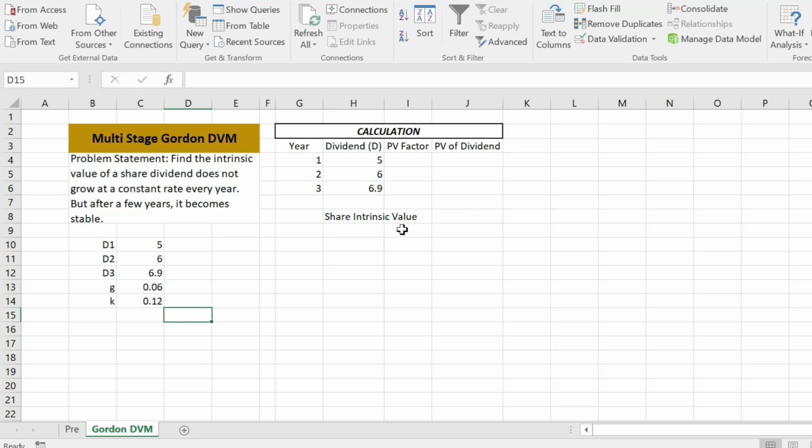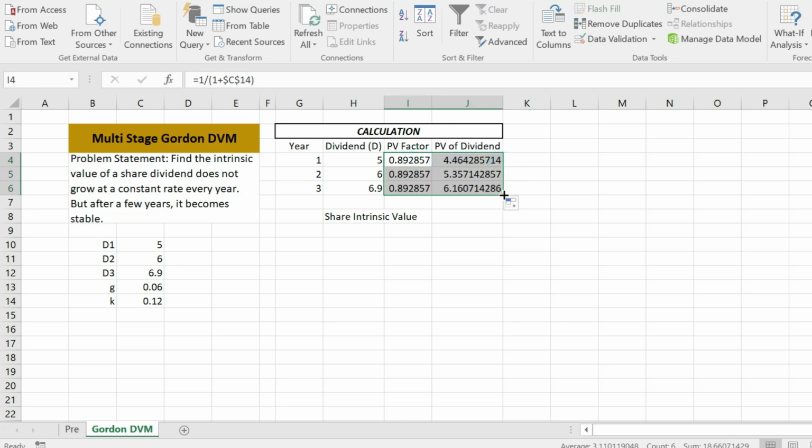To handle this in Excel, we use the multi-stage dividend growth model. Let's calculate in front of you. First of all, we have to find the PV factor. The PV factor is always 1 over 1 plus the required rate of return, and I am adding the dollar sign because of drag and drop. This is our PV factor, and the PV of dividend is the dividend multiplied by the PV factor. So just drag and drop these values here.